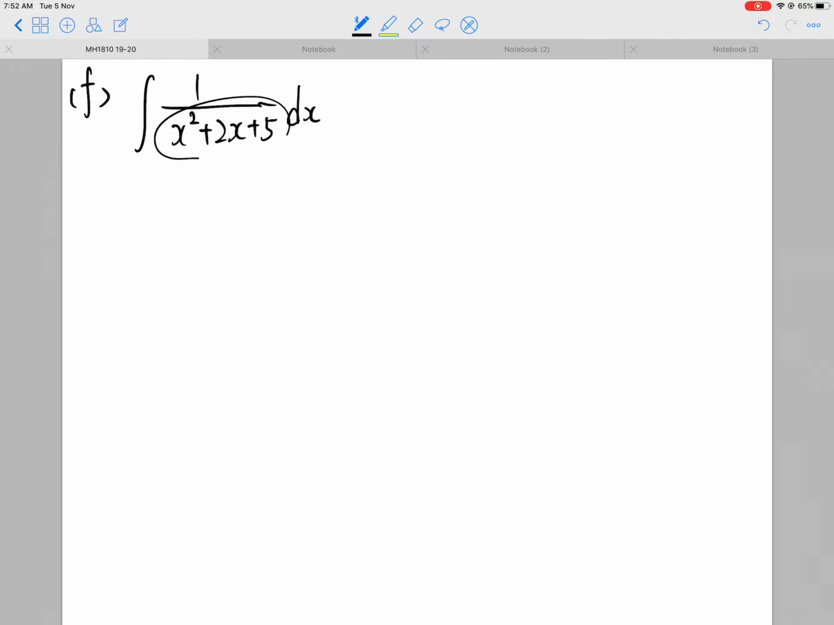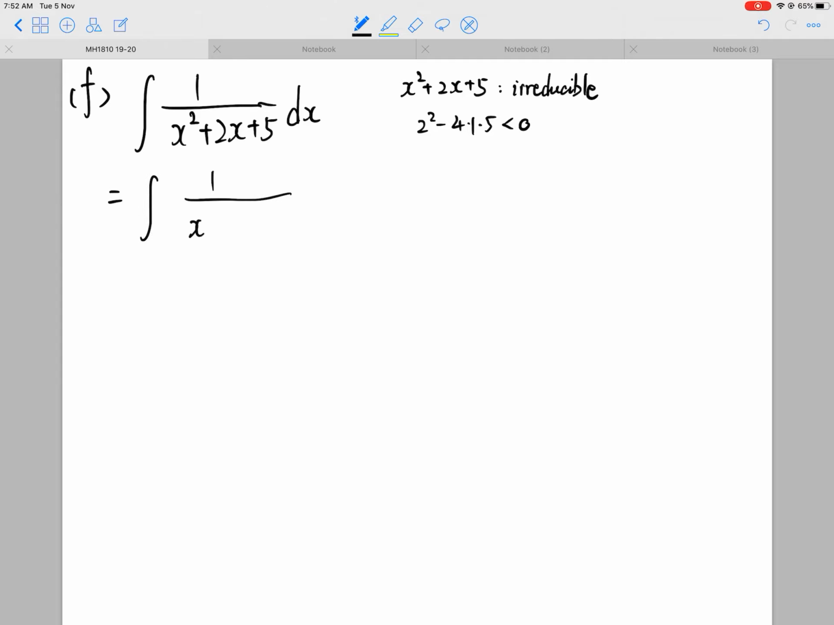Okay, first, is it reducible? We check this, right? x squared plus 2x plus 5. Its discriminant, b squared minus 4ac, is obviously smaller than 0, right? So that's why this thing is irreducible. So if it's irreducible, we should find something else to try to solve it, right? It should be (x plus 1) squared plus 4, dx.